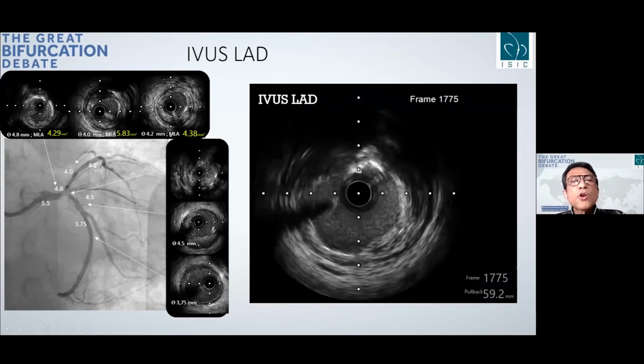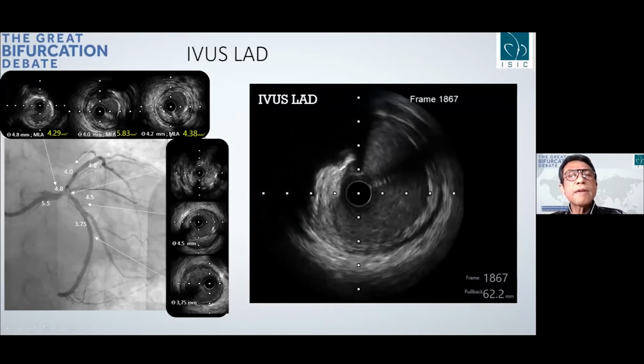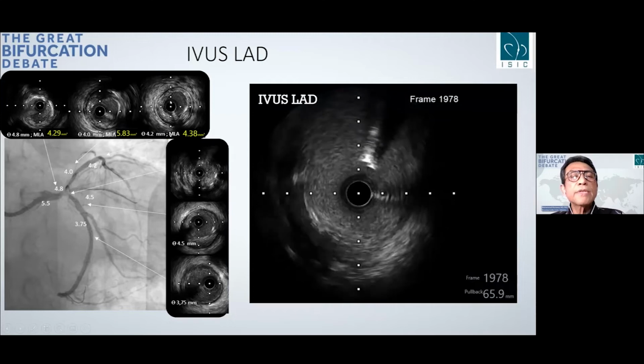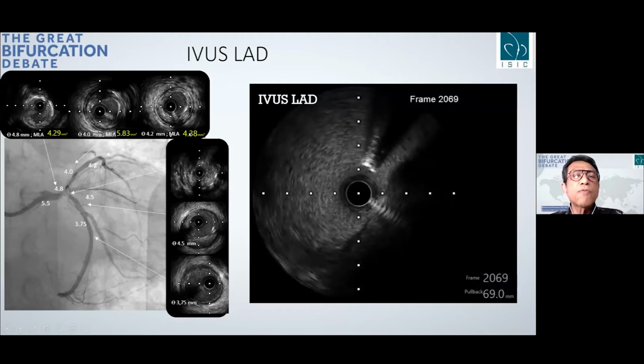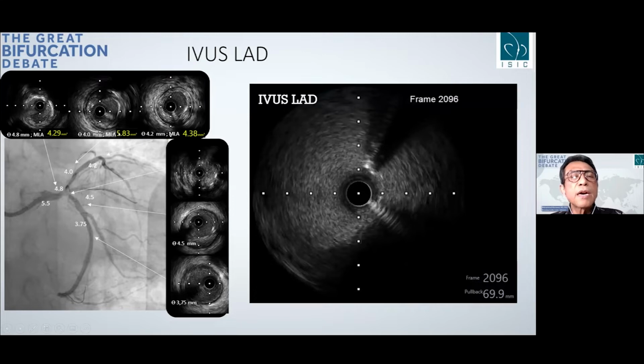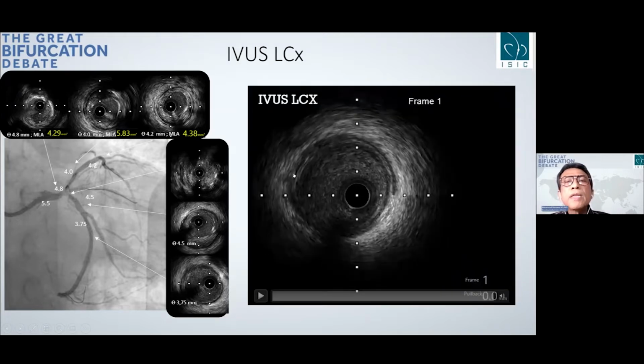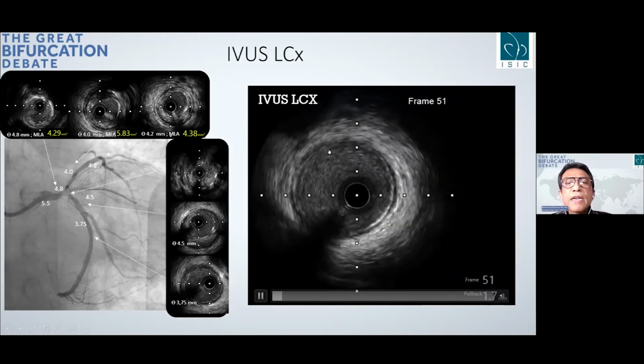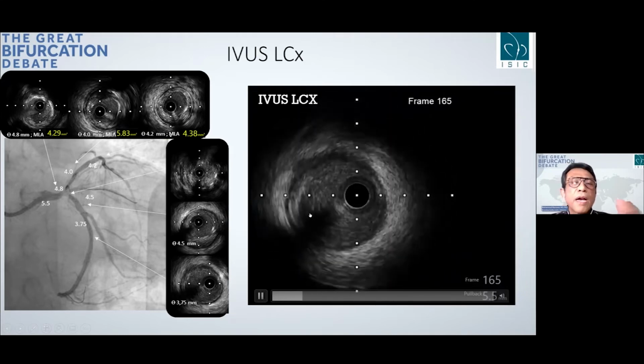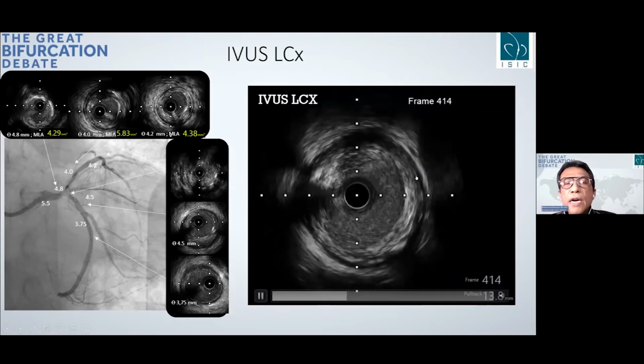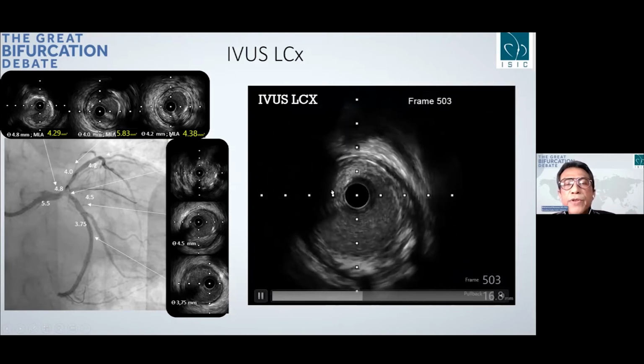If you look here, the MLA in the distal part of the LAD is around 4.3, the mid is 5, and the distal left main is 4.3. But you appreciate with me that the diameter of the LAD is quite big, 4.24, and the left main is 5. This is circumflex, quite big. And this is the obtuse marginal, and then diffuse disease here.